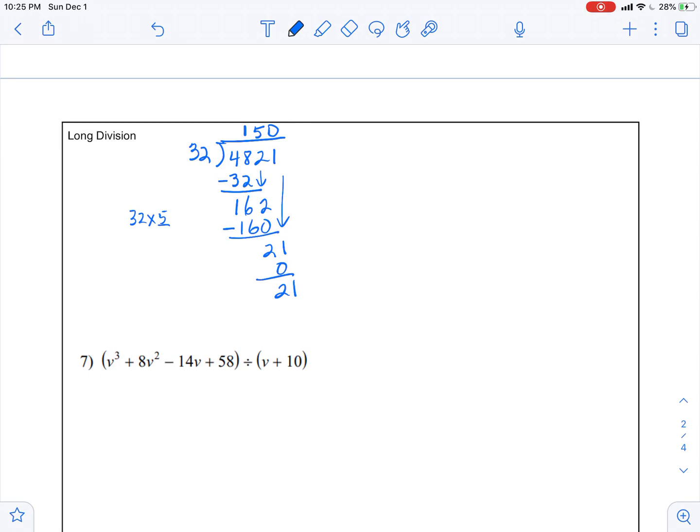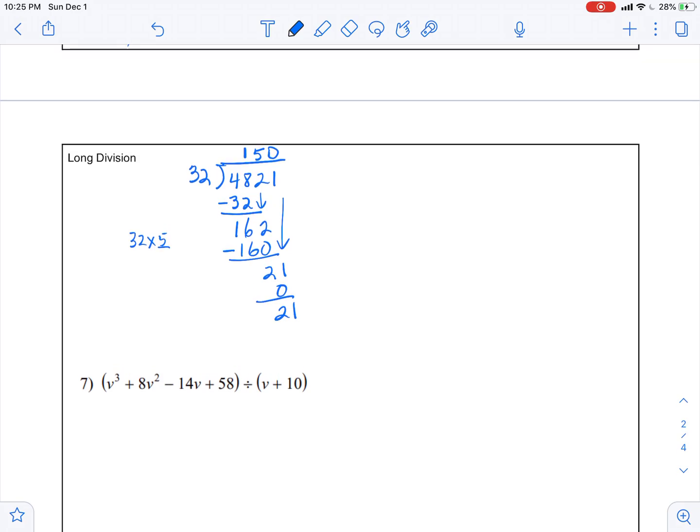Now, most of the time you say, okay, well, that's a remainder of 21, R21, and we're not going to write it that way. It may be written that way on your answer key, because I use the worksheet generator, but that's not how you need to write it. How we write it is as a fraction, and it is 21 over 32. So it would be 150 and 21 over 32.